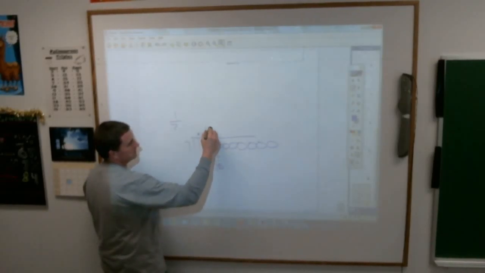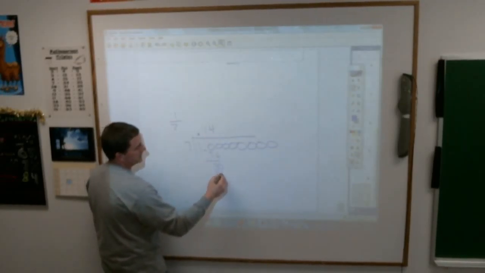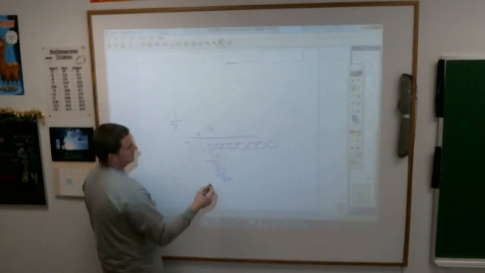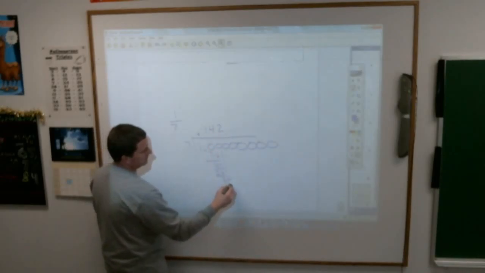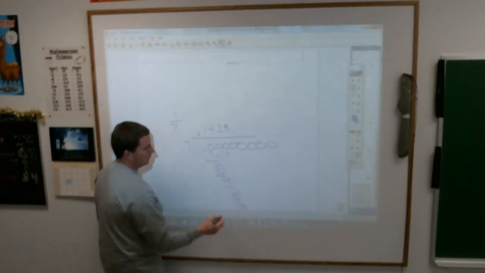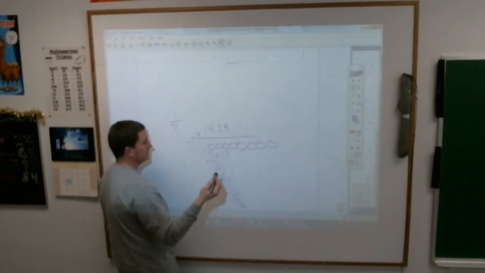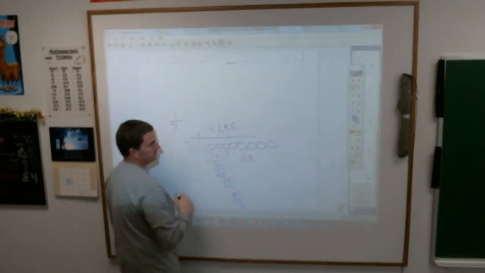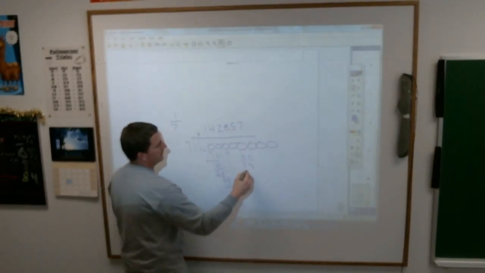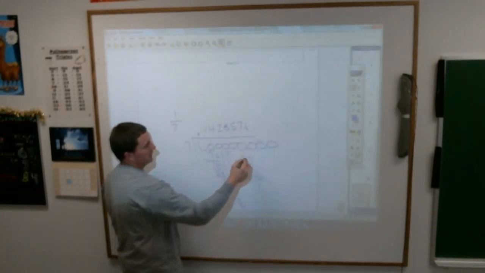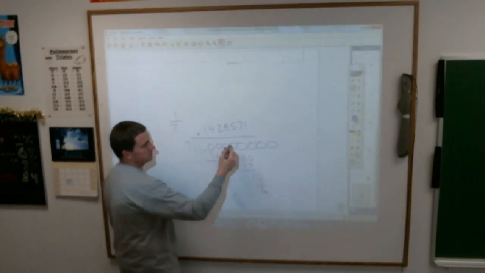7 goes into 30 4 times, which is 28. 7 goes into 20 2 times, which is 14. 7 goes into 60 8 times, which is 56. 7 goes into 40 5 times, which is 35. 7 goes into 50 7 times, which is 49. Oh, wait! 7 goes into 10 1 time. 7 goes into 30 4 times.